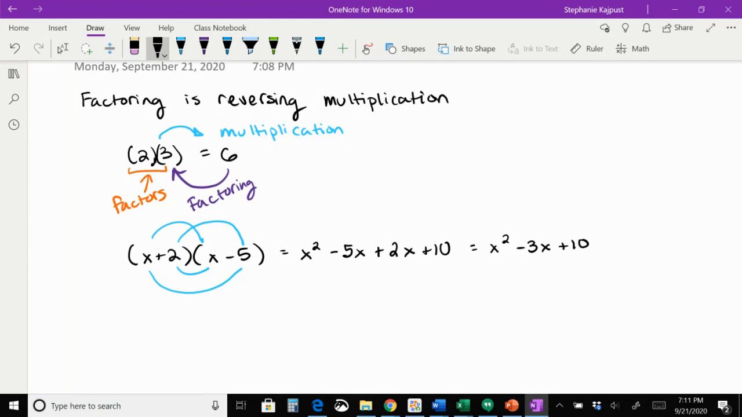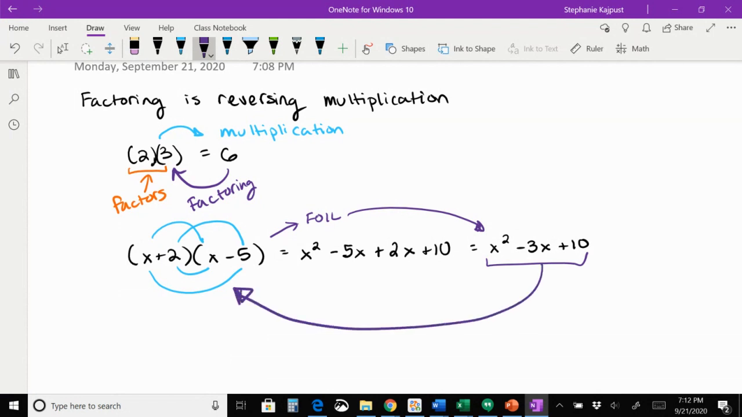So we FOILed to go from the multiplied form to our form right here. That's the FOIL process. And then when you have a trinomial, like the one on the right, and you turn it into what's on the left, that is factoring. So you're taking a polynomial and writing it as a series of, ideally, binomials multiplied together. That's called factoring.